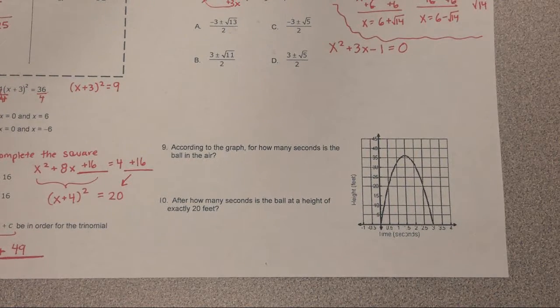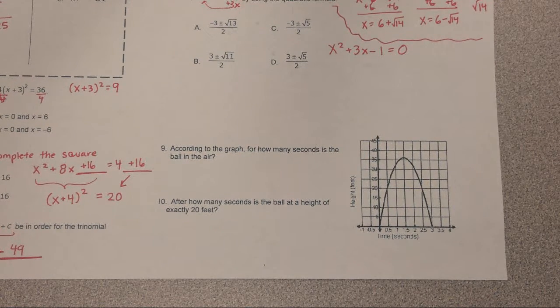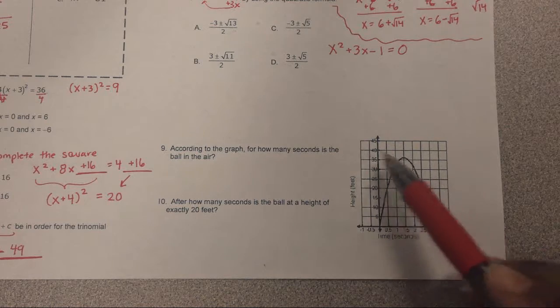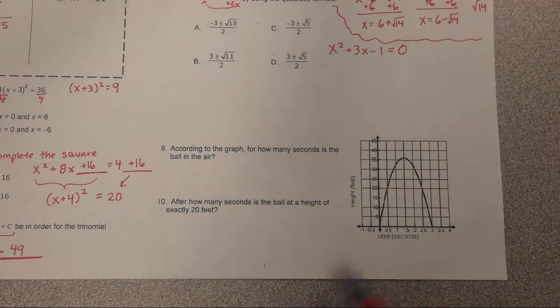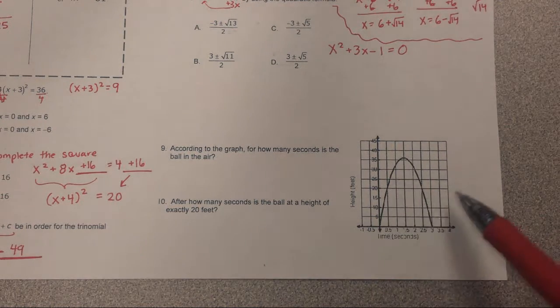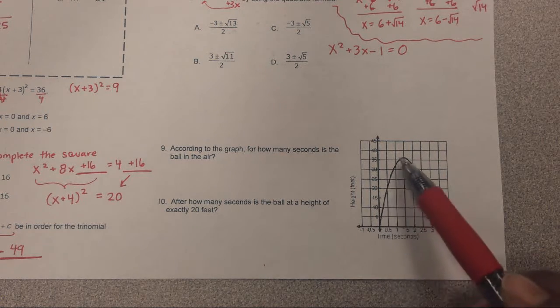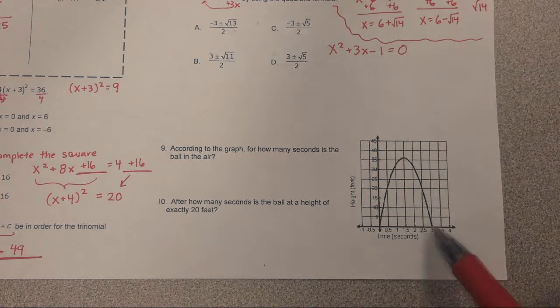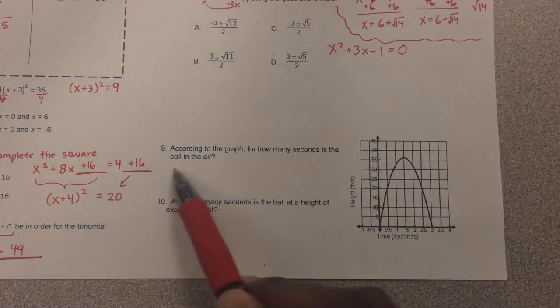Number 9, according to the graph, for how many seconds is the ball in the air? What ball? I don't see no ball. Do you see a ball? No, but this is the path of the ball. Think about it. If you throw a ball to somebody, doesn't it go up in the air and then come back down to them? So how many seconds is the ball in the air?